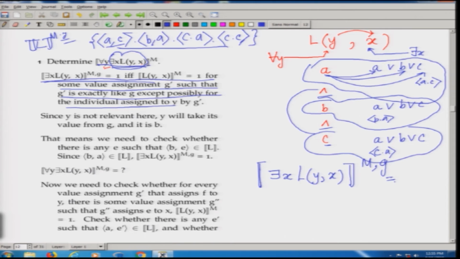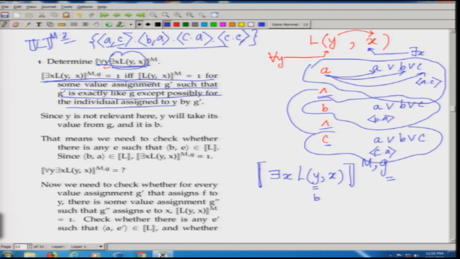Now the value, you see here, y is varying, x is varying, y is not. So where will y take its value from? From G, and we know that G gives y B. Let me confirm. Yes, so this will be B.